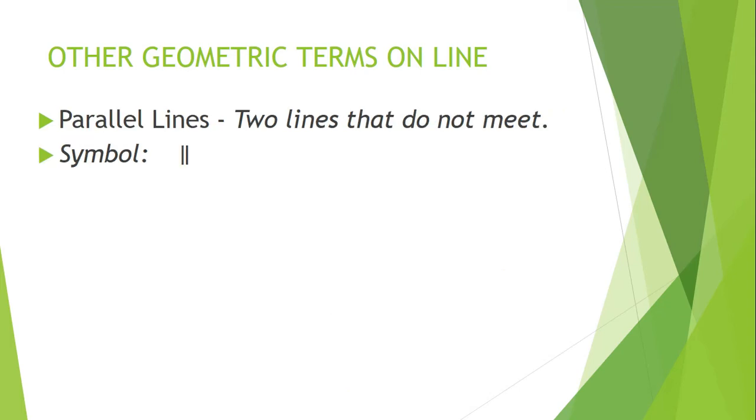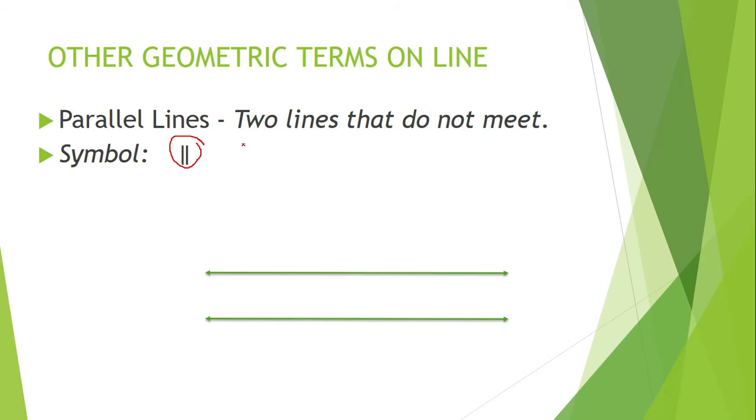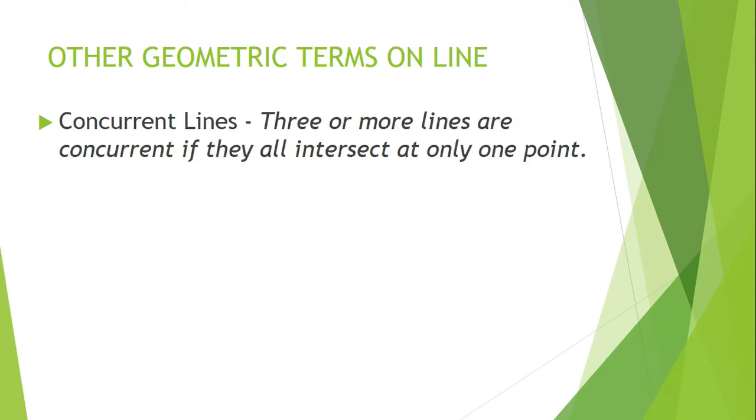Let's have the next, which is the parallel lines. Two lines that do not meet. And this is the symbol for parallelism. Kahit i-extend mo siya, hindi sila mag-i-intersect. But they are on the same plane. Next, we have the concurrent lines. Three or more lines are concurrent if they all intersect at only one point. For example, these lines. So, these lines are concurrent. They can be three or more as long as they have the common point as their intersection.